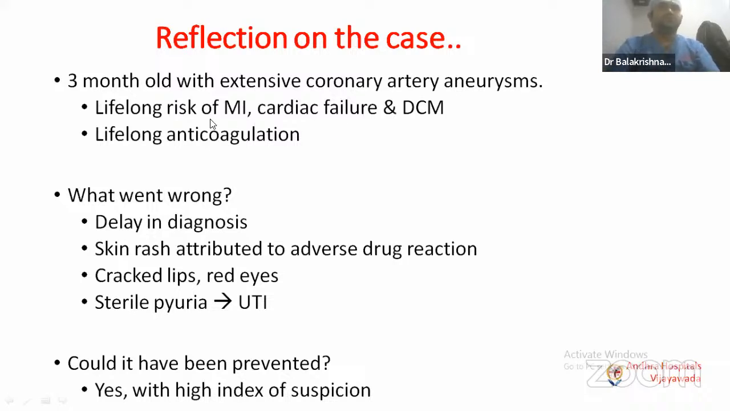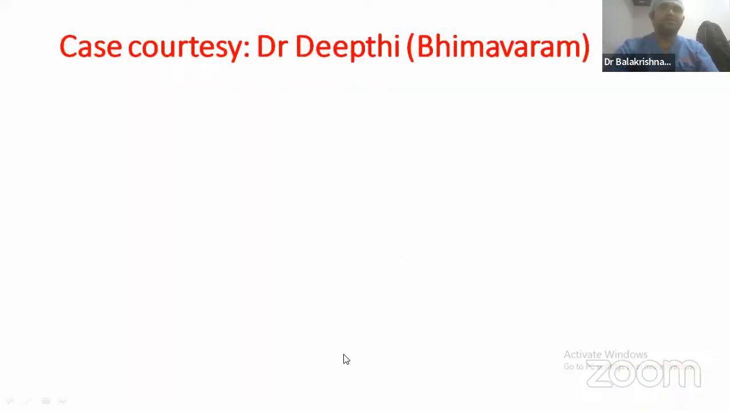So the main thing: what went wrong here? There was delay in the diagnosis because the skin rash was attributed to an adverse drug reaction. The cracked lips and red eyes were completely missed, and there was sterile pyuria. Now what will happen if you don't make the diagnosis? A 3 month old with extensive coronary aneurysm has a lifelong risk of MI, cardiac failure, and lifelong anticoagulation. Could it have been prevented? Definitely yes, because I have seen 3 to 4 people commenting it as atypical Kawasaki. So you need to have a high index of suspicion.